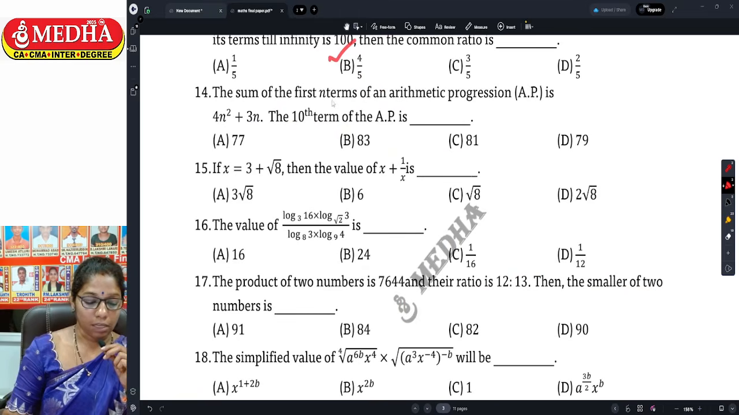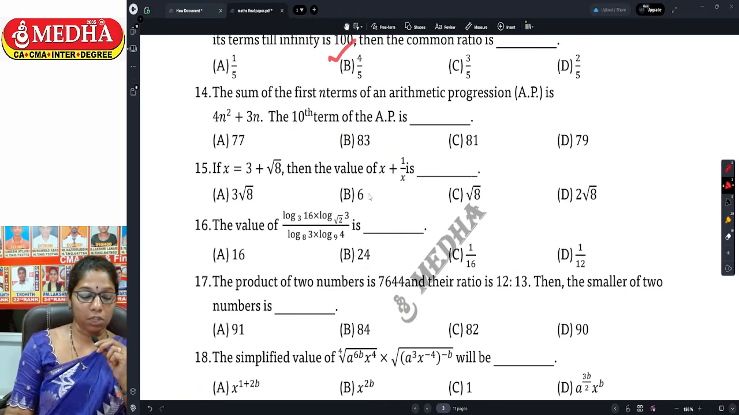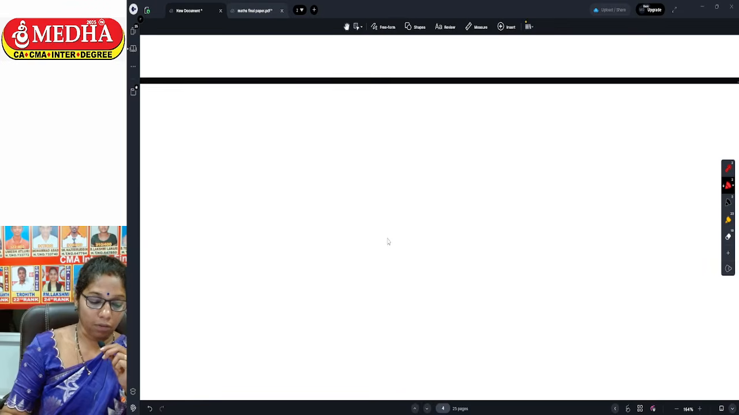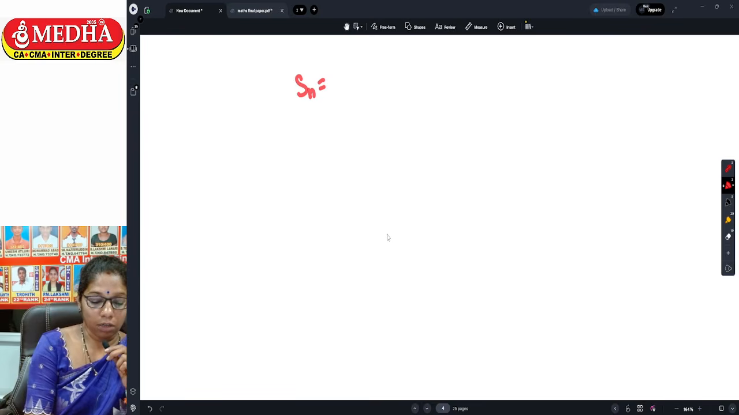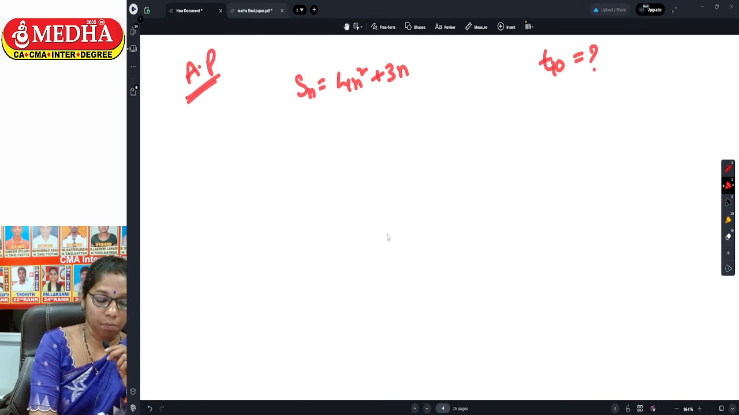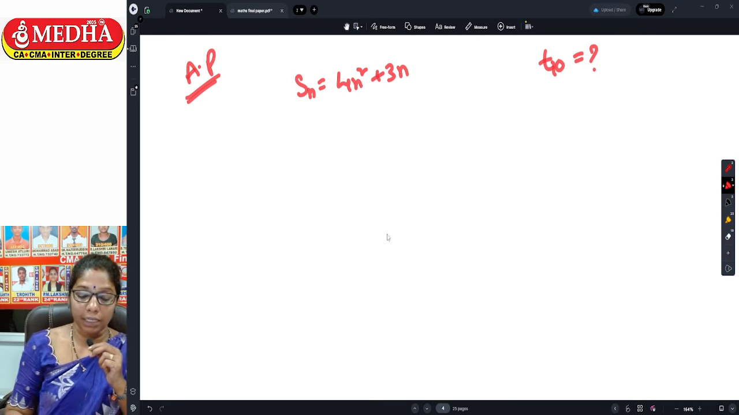And next one, the sum of the first n terms of an arithmetic progression is 4n square plus 3n. Find the 10th term of the AP. So Sn is equal to 4n square plus 3n. We have to find the 10th term of the AP. We know the relation between Sn and Tn.